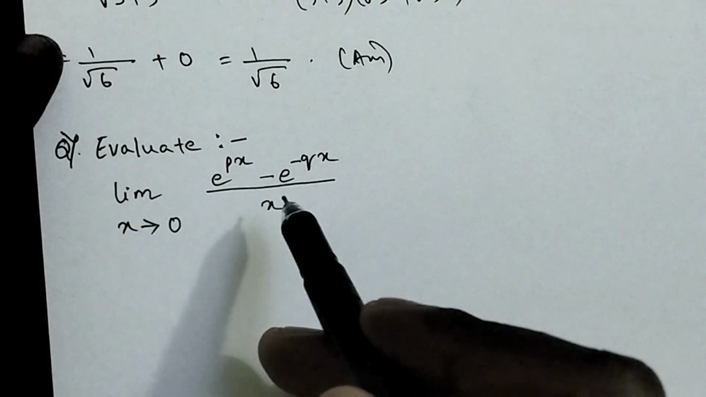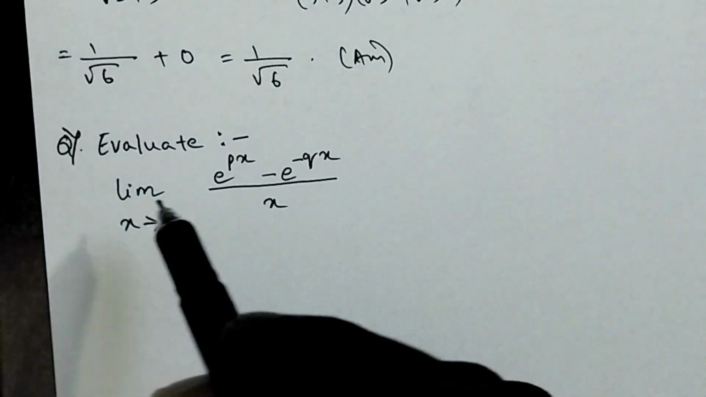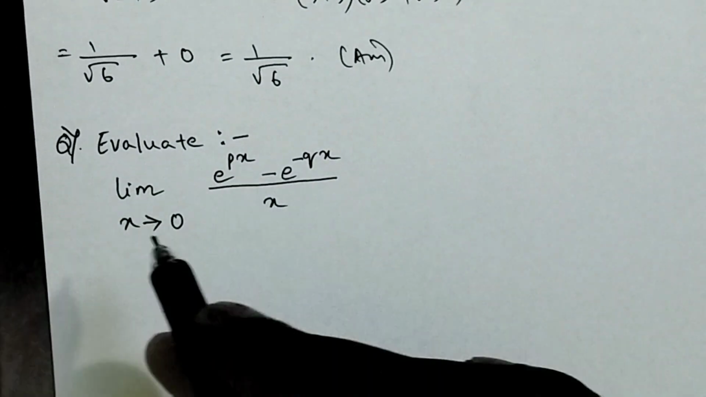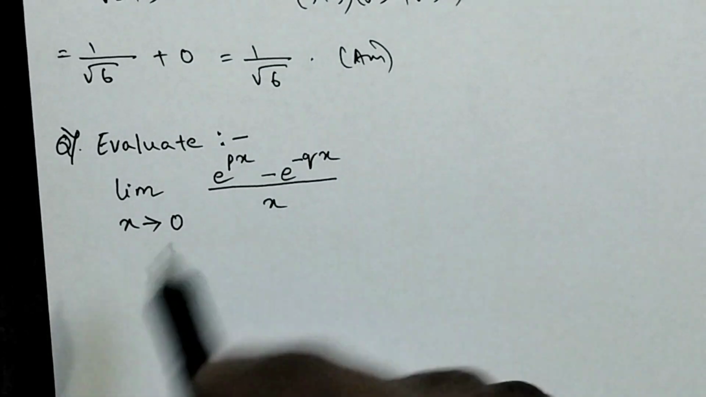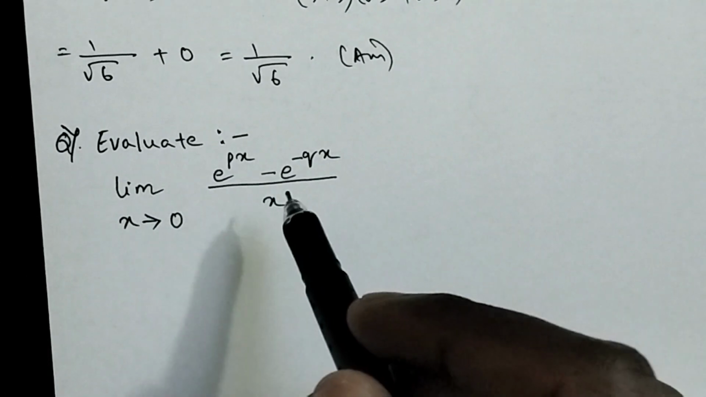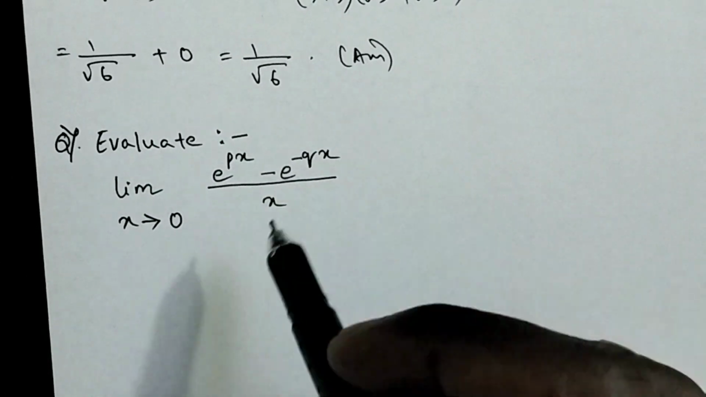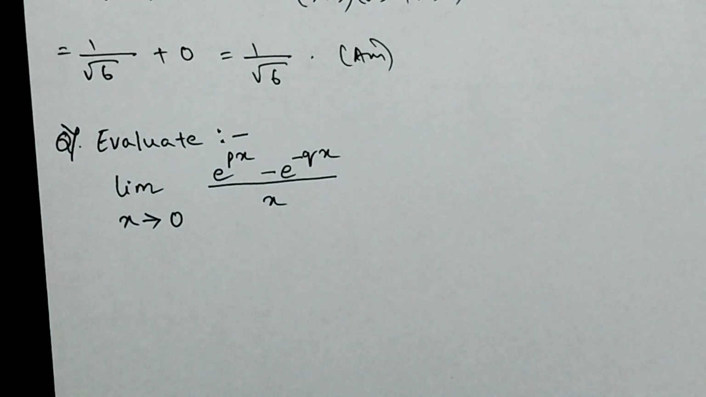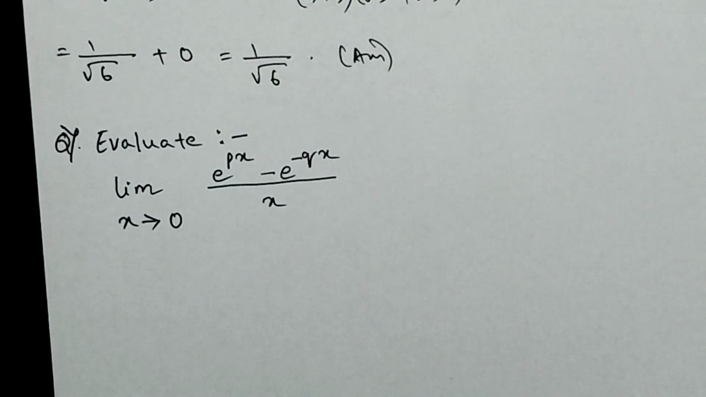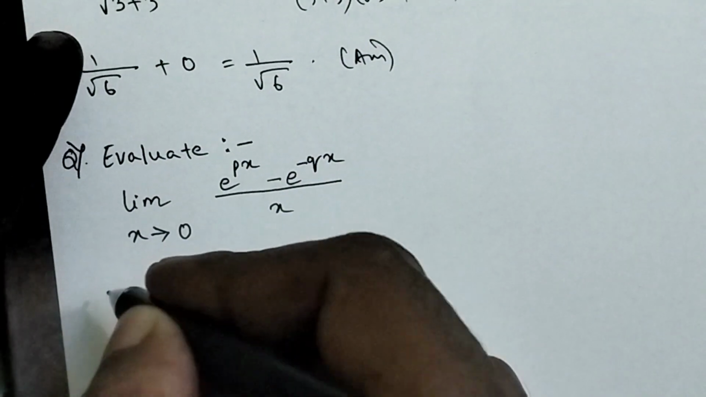In this video I have brought this sum for you all. You have to solve this limit sum. Limit x tends to 0, e to the power px minus e to the power minus qx whole divided by x. Clear? So I am doing the sum. Watch it carefully.